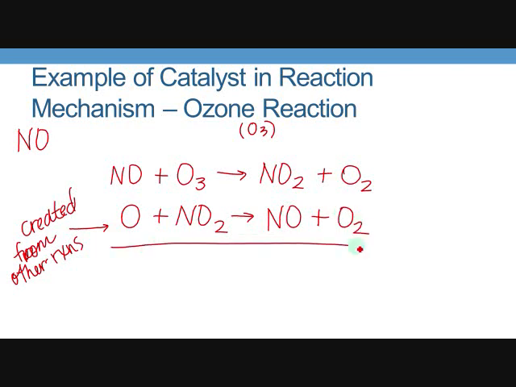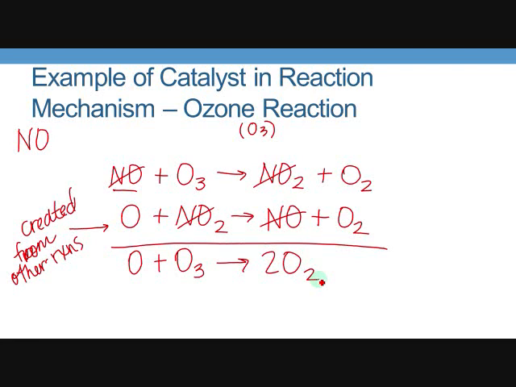So if we were to add those two steps together, we would see that the nitric oxide cancels out, and that shows us it's a catalyst because it was first seen as a reactant. And then also the NO2s cancel because those are an intermediate. So we have the reactive oxygen atom plus ozone makes 2 oxygen gas molecules.